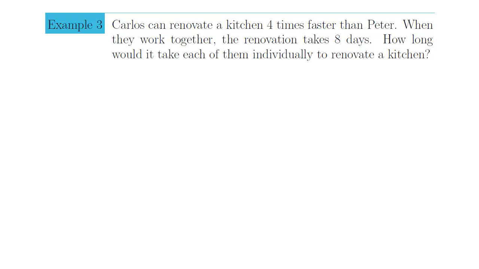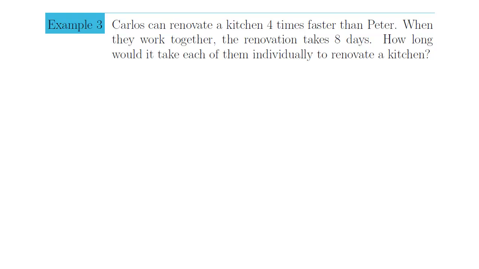Let's now take a look at some more complicated work problems. Example 3. Carlos can renovate a kitchen 4 times faster than Peter. When they work together, the renovation takes 8 days. How long would it take each of them individually to renovate the kitchen?